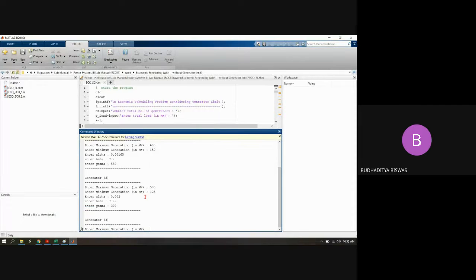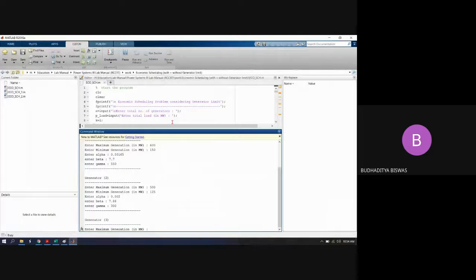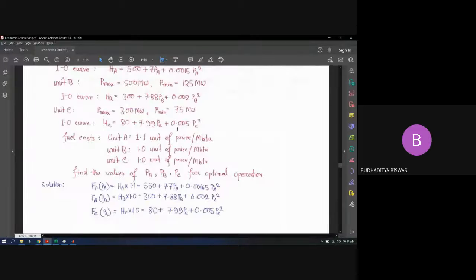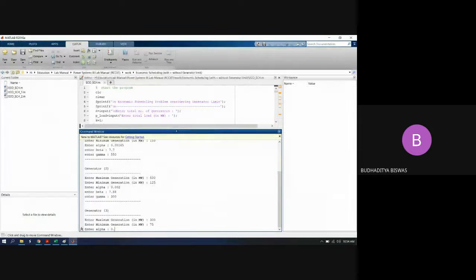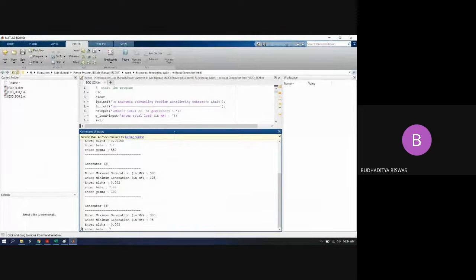Coming to the last generator, the upper limit is 375 megawatt, and then the lower one, alpha, beta, gamma. Alpha is 0.005, beta is 7.99, gamma is 80. 7.99 is the value of beta, and 80 is the value of gamma 3.